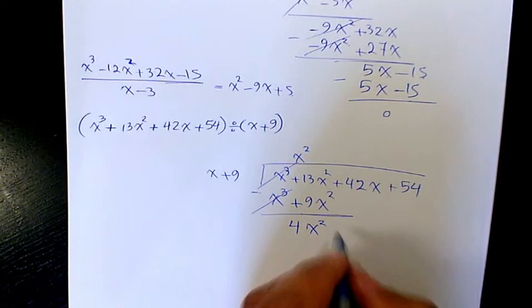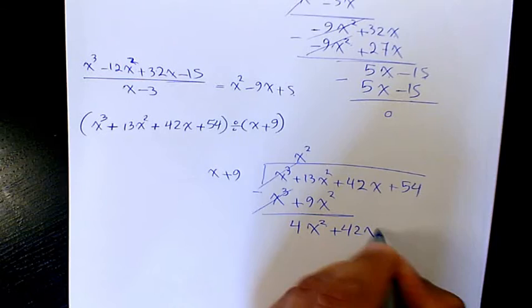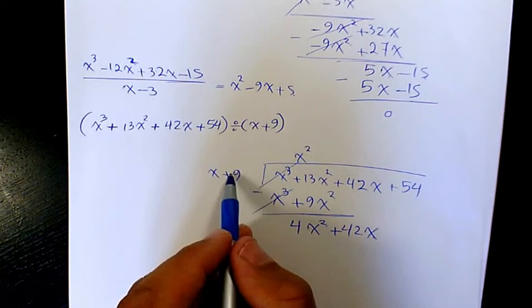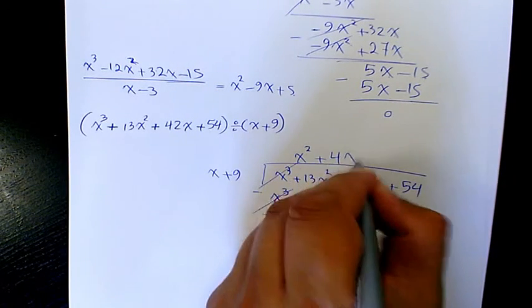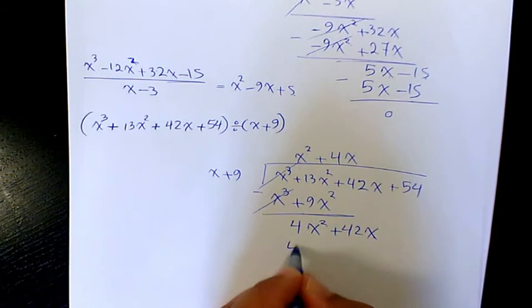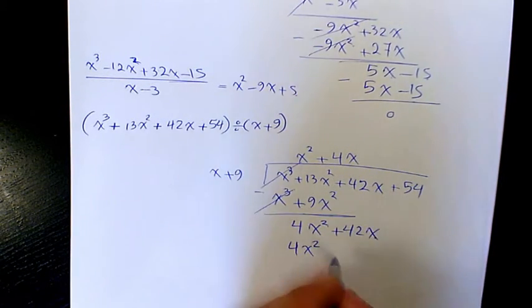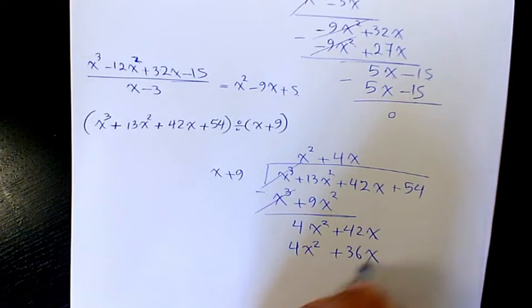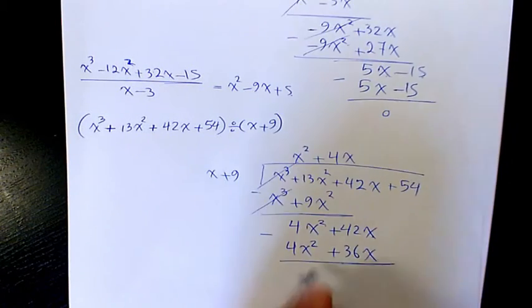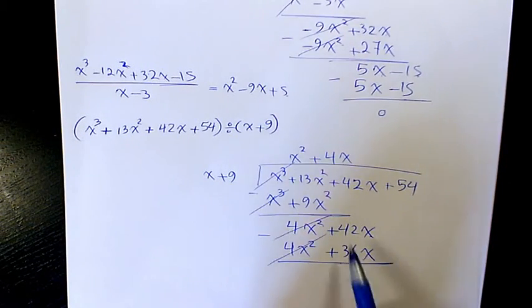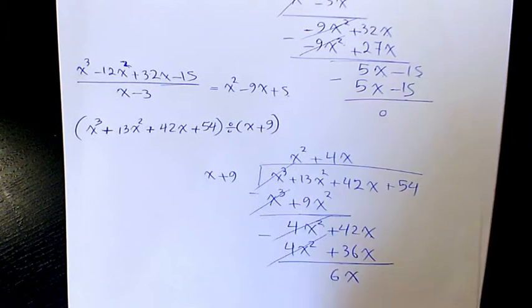Then you need to bring one term down, 42x. 4x squared divided by x is going to be 4x. 4x times x is going to be 4x squared. 4x times 9 is going to be 36x. When you subtract it, these two cancel out. And 42x minus 36x is going to be 6x.